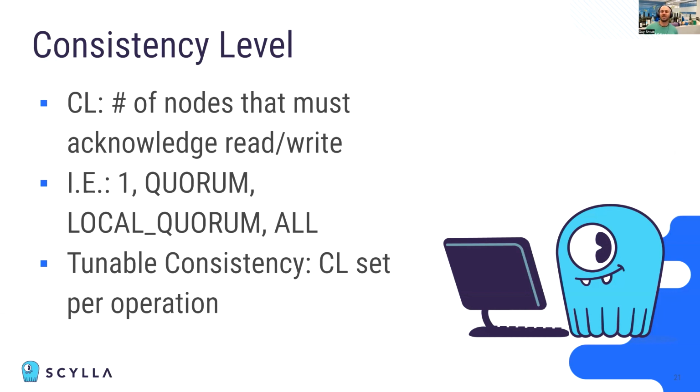So I can define that, say for a specific write query, my consistency level is all, meaning that all replicas must acknowledge this write. And maybe for a read request, that read request requires less consistency. So I can define that for that query, the consistency level is only 1. Okay, maybe an example to help make it more clear.